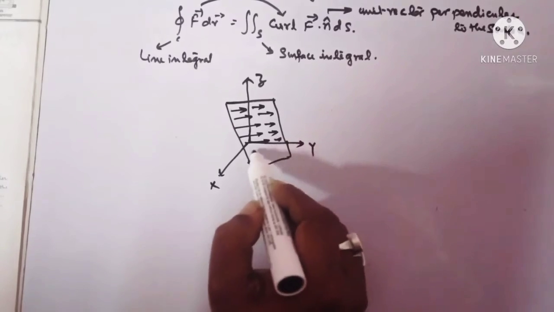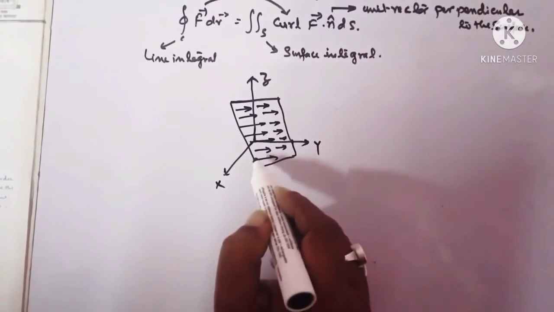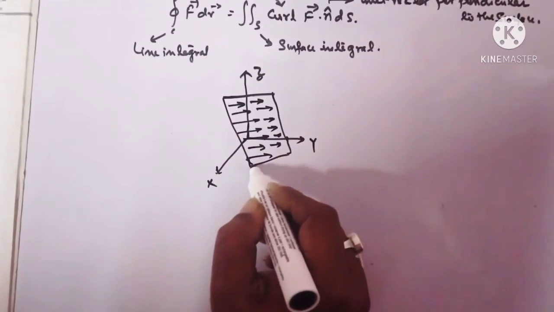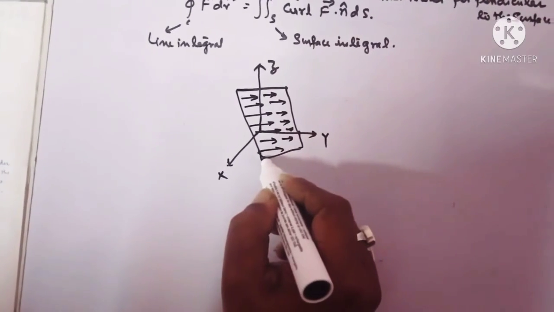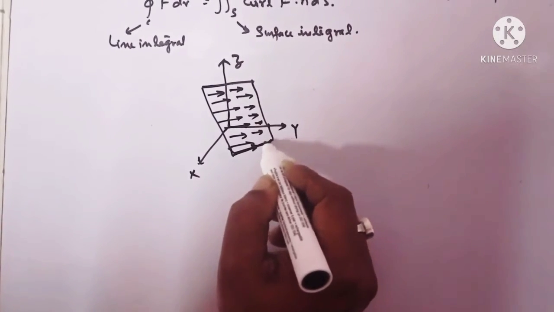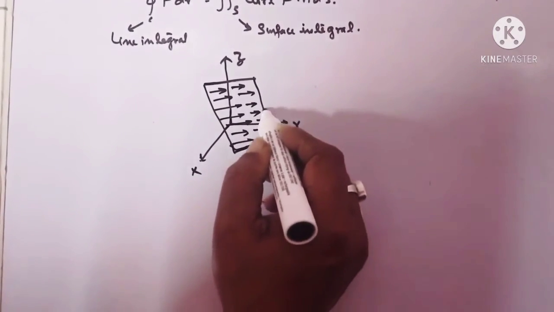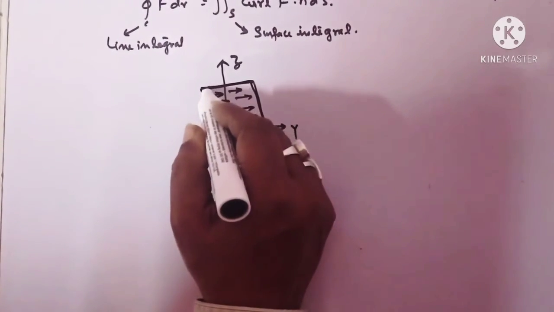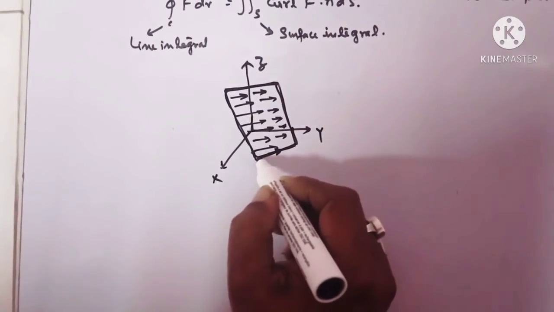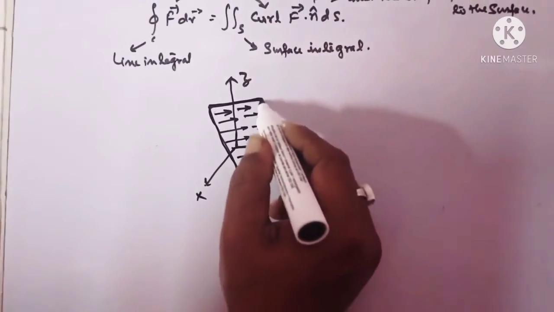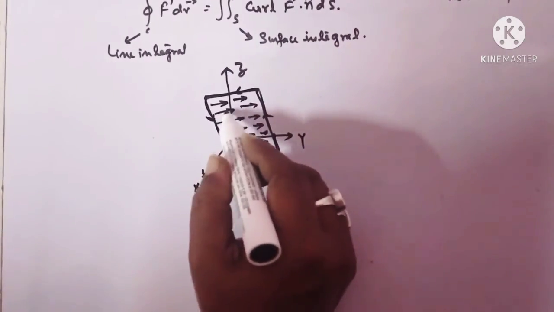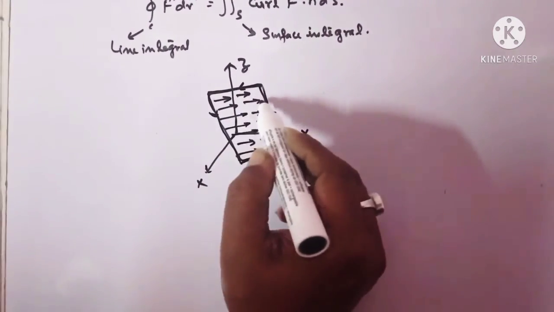This is a vector, and your dr is the displacement, that is your movement. You are moving along the boundary. This is the dr, your movement along this in the anti-clockwise direction. And these arrows are the vector f.